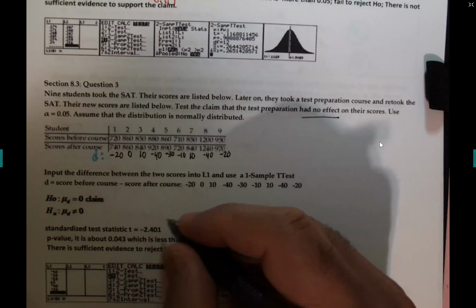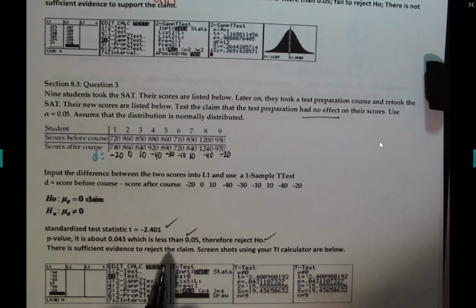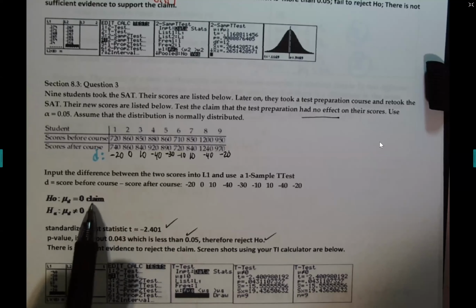Here you go, guys, which is less than alpha, so we reject H0. And there is sufficient evidence at the 5% level of significance to reject the claim that the test preparation had no effect. That means it did have an effect. We're rejecting the claim that it didn't make a difference. So yes, it did make a difference in the scores. And why we didn't say the word support: because the claim is in H0, so we use the words reject the claim. And these are the screenshots of the calculator.